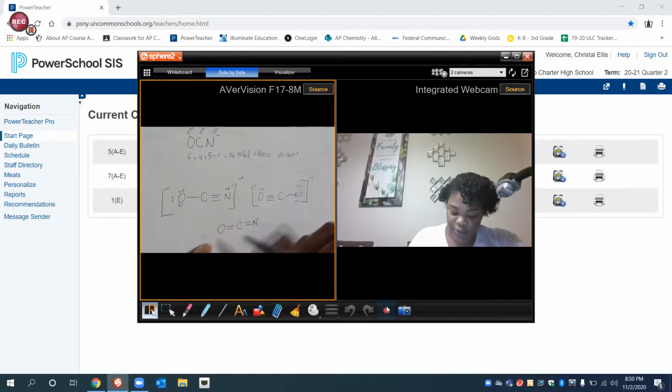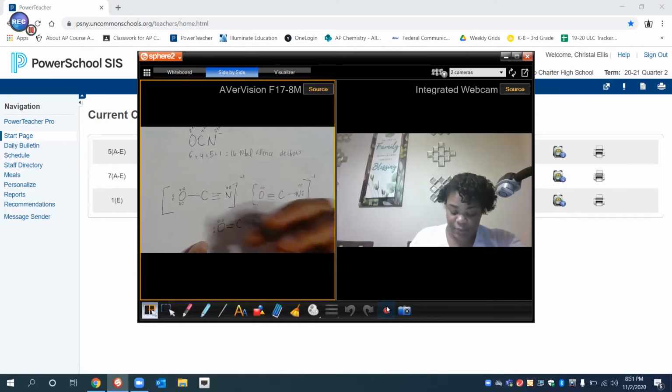-1 charge. Let's look at this carbon-oxygen, carbon-nitrogen bond. Carbon has 2, 4, 6, 8. Nitrogen has 2, 4, 6, 8. Oxygen has 2, 4, 6, 8. Altogether, we should have 16. 2, 4, 6, 8, 10, 12, 14, 16. So we have accounted for the total number of electrons in each one of these models.